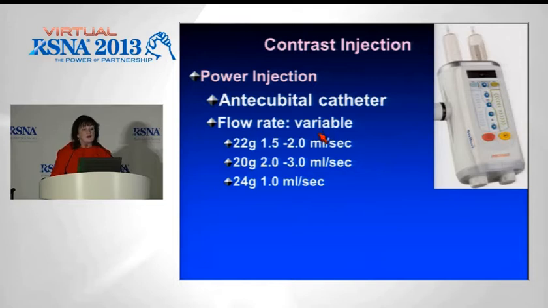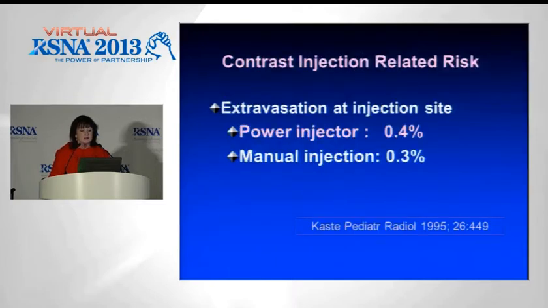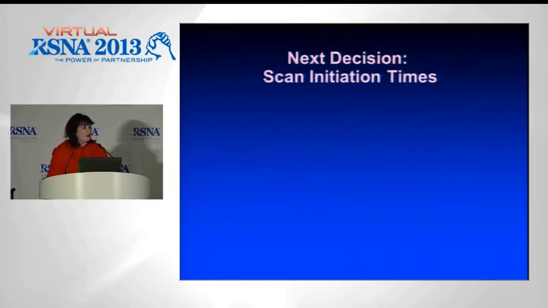So the flow rates, we would normally set at about 1.5 to 2 mils per second. If you have a very peripheral catheter that is tenuous, or a scalp vein catheter in a child who's tiny, really you shouldn't use pump injection. You should use very slow hand injection, and that's not ideal for cardiac CT. Back in 1995, Sue Cast published in Pediatric Radiology extravasation at injection site rates for power injector versus manual injection, and they were very similar, and that work has been replicated in our centre and several others. So I think you can say that the practice is safe.